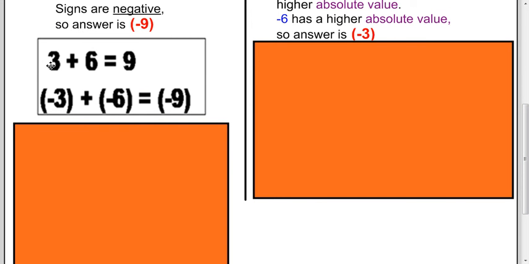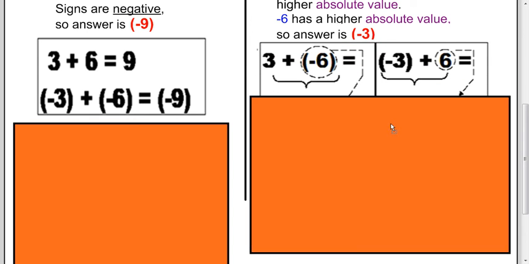It doesn't matter if the signs are positive. You've been doing this since about first grade, maybe earlier for some of you. 3 plus 6 equals 9, or negative 3 plus negative 6 equals negative 9. We can just add the numbers. 3 plus 6 equals 9, and we keep the sign. These are negative, so the answer is negative. These are positive, the answer is positive.